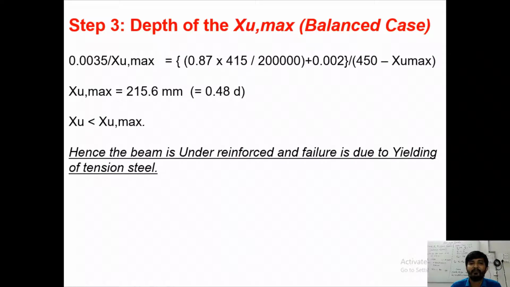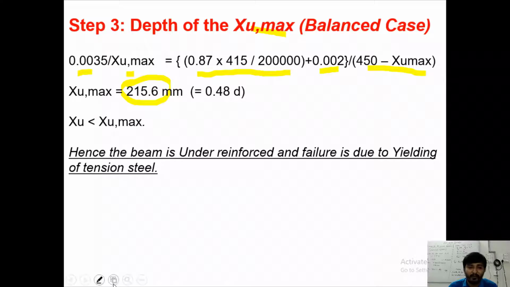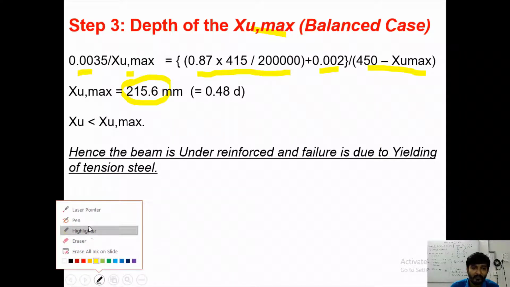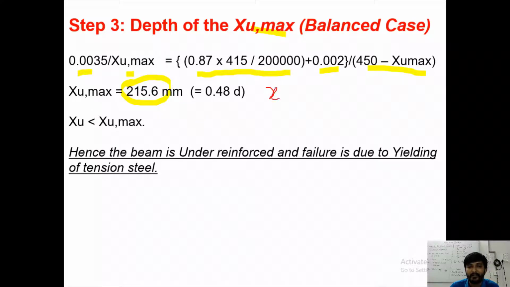Then we need to find out depth of XU max for balanced case. So we have a formula for that using the similar triangle rule. Right, this is the similar triangle rule. 0.0035 divided by XU max is equal to 0.87 Fy divided by Es plus 0.002 divided by d minus XU max. So if you substitute all the values, you can find this XU max value as 215.6, or you can find the same value using XU max divided by d value for Fe415 as 0.48 from IS 456. Right? So both ways you get same answer.